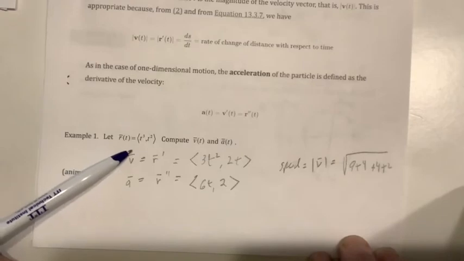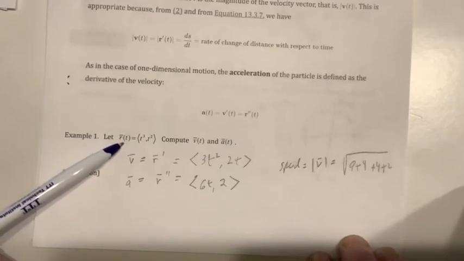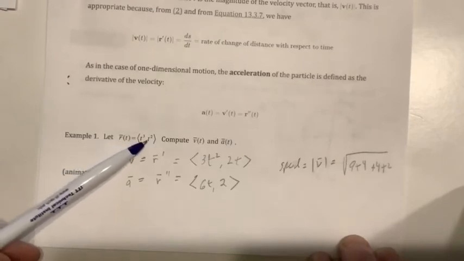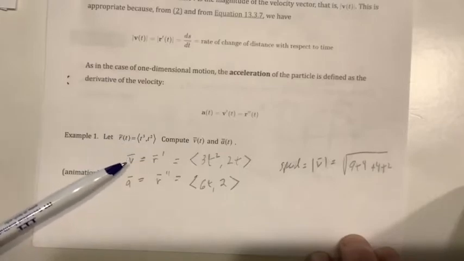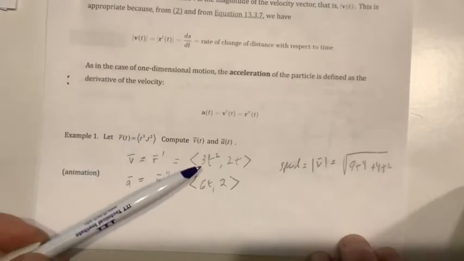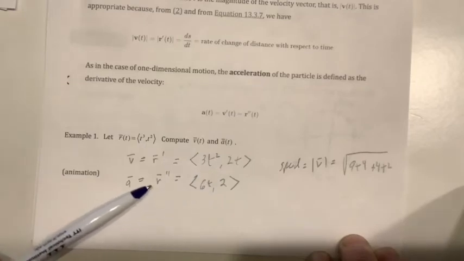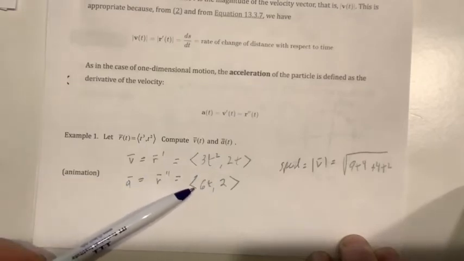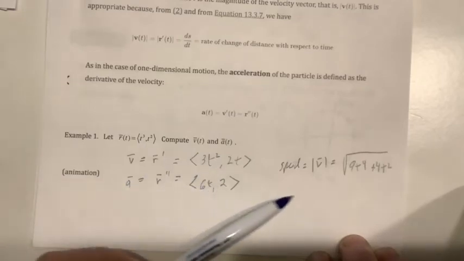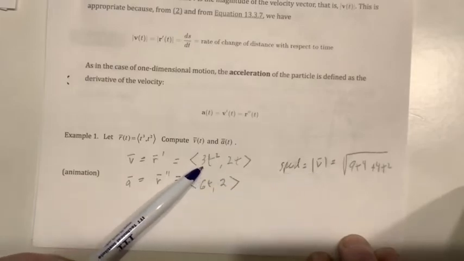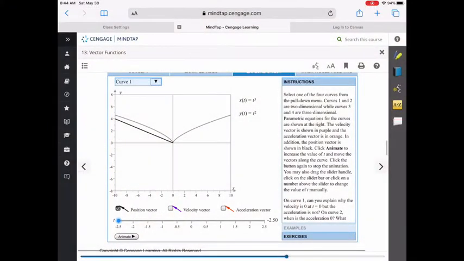Suppose we're in R2 here. Our position vector is t cubed, comma t squared. So the velocity vector would be 3t squared, comma 2t. The acceleration vector would be 6t, comma 2, and the speed would be the magnitude of the velocity vector. So let's take a little closer look at that.